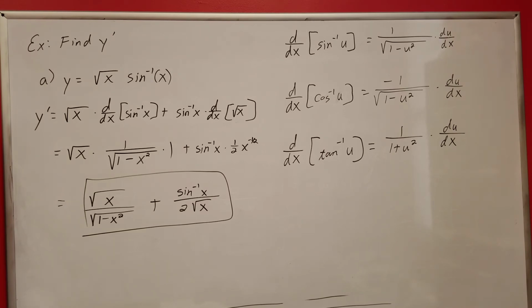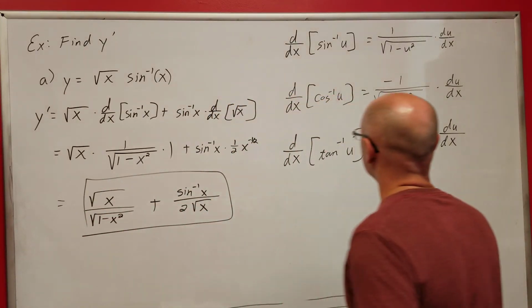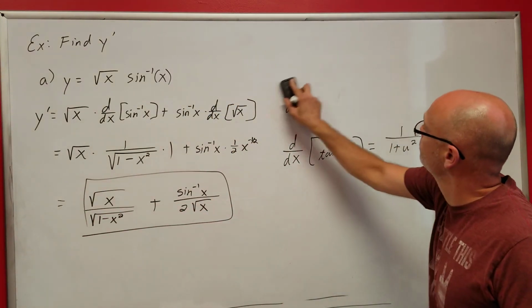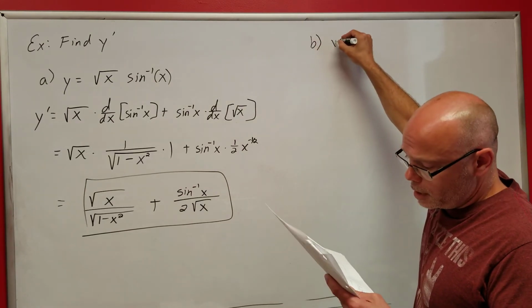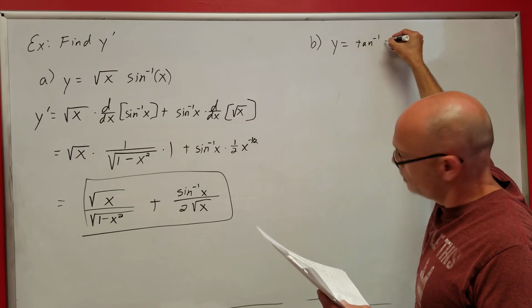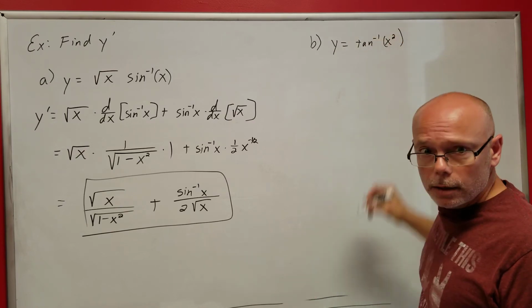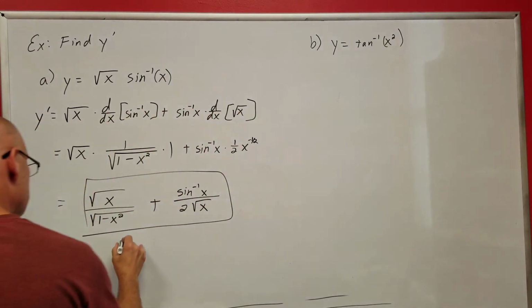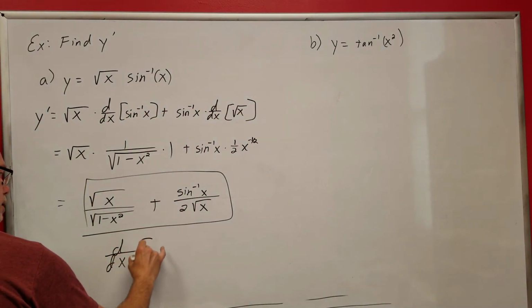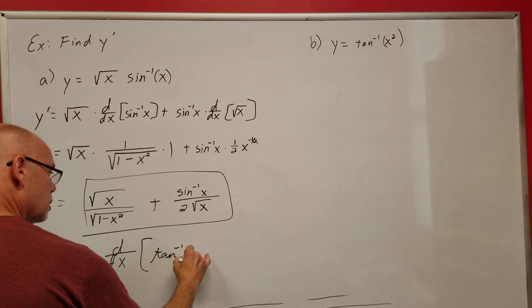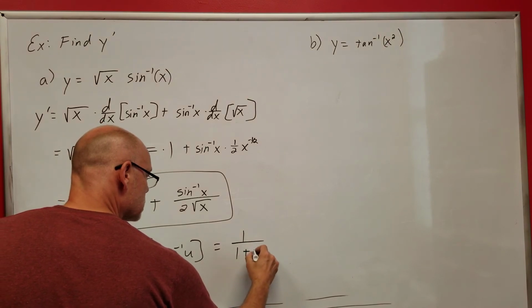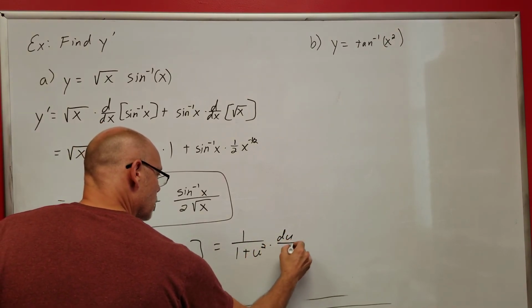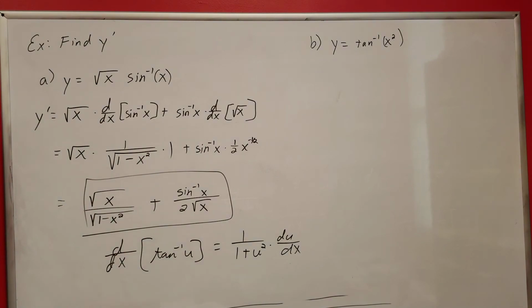All right, let's take a look at B. I have to erase this. I need more room. Part B, we're going to have y is equal to the inverse tangent of x squared. Let me write that formula over here again, because you haven't seen it much yet. The derivative of the inverse tangent of u is 1 over 1 plus u squared times du over dx, we said. Okay, give you a second to write that.